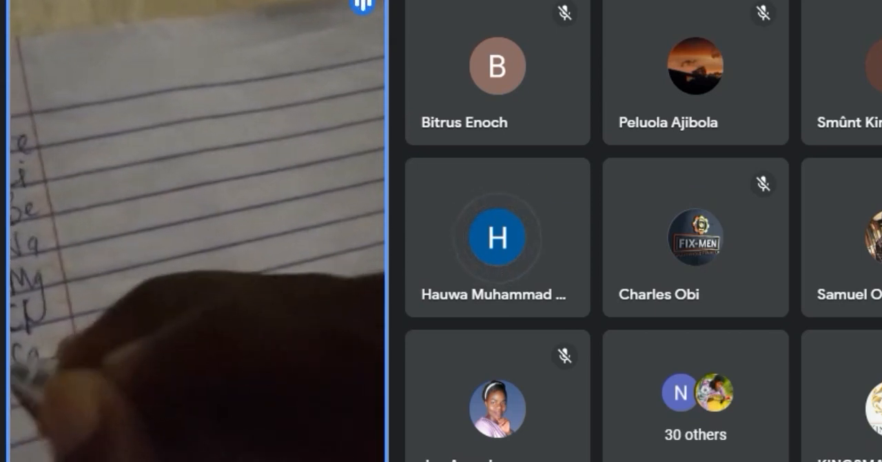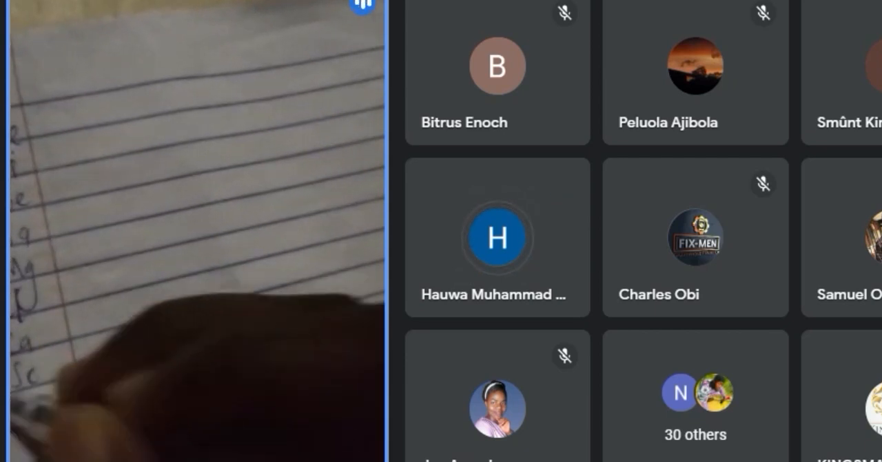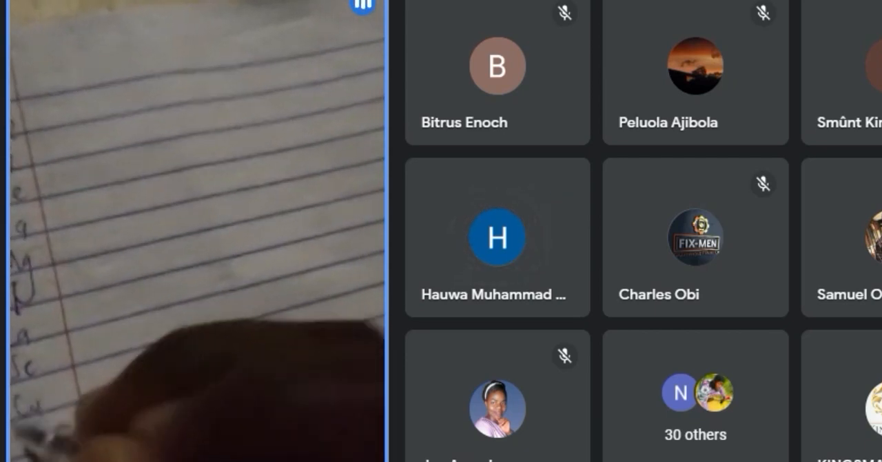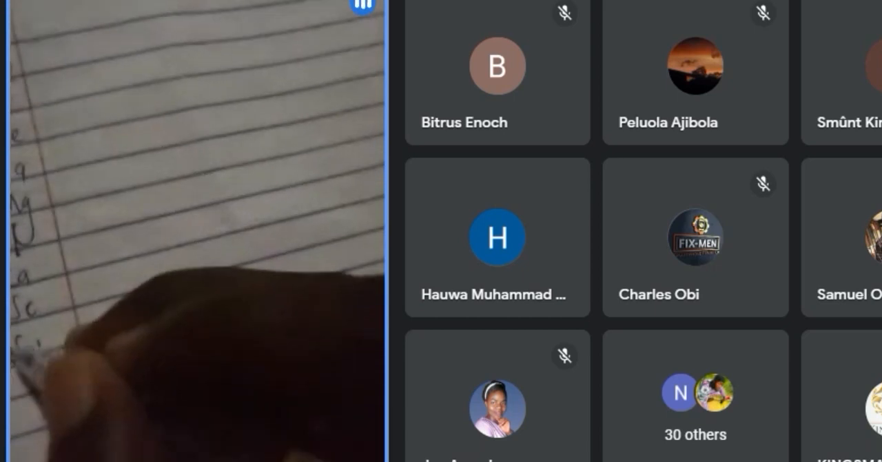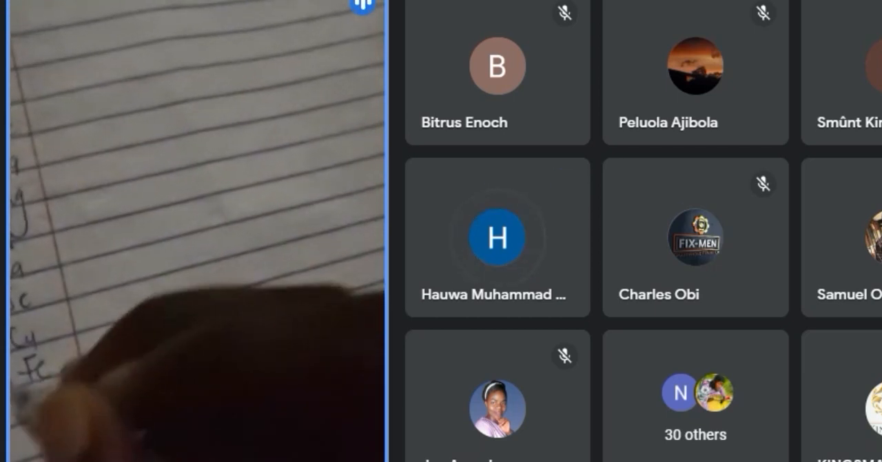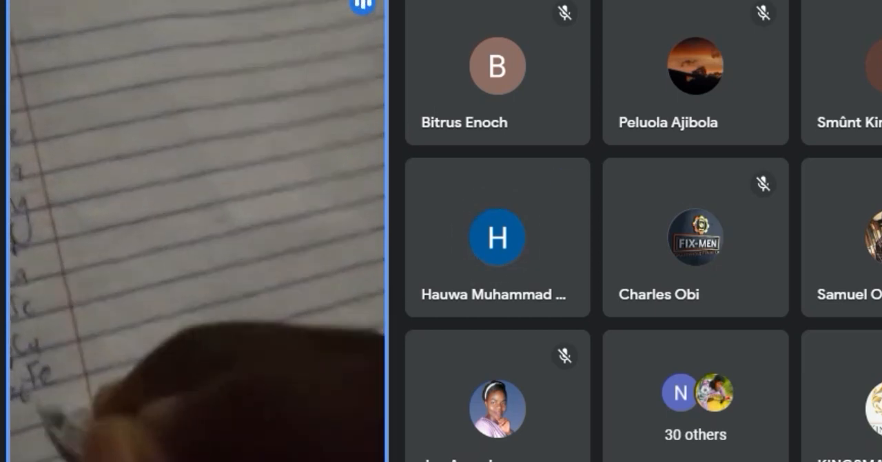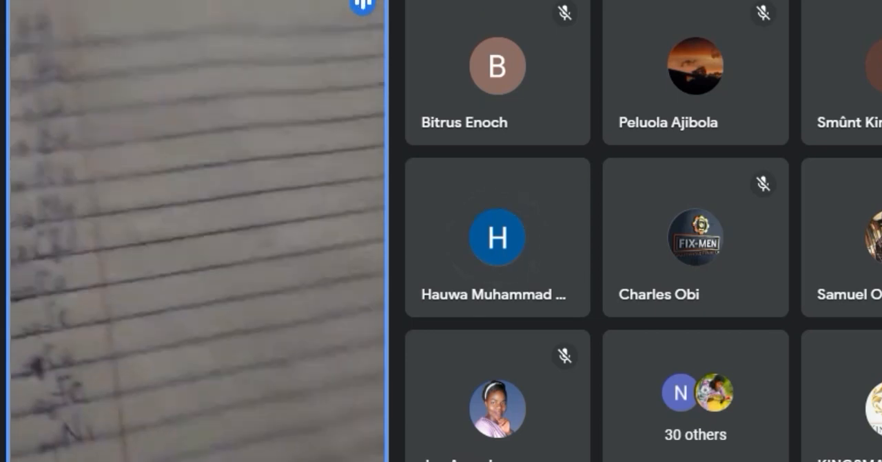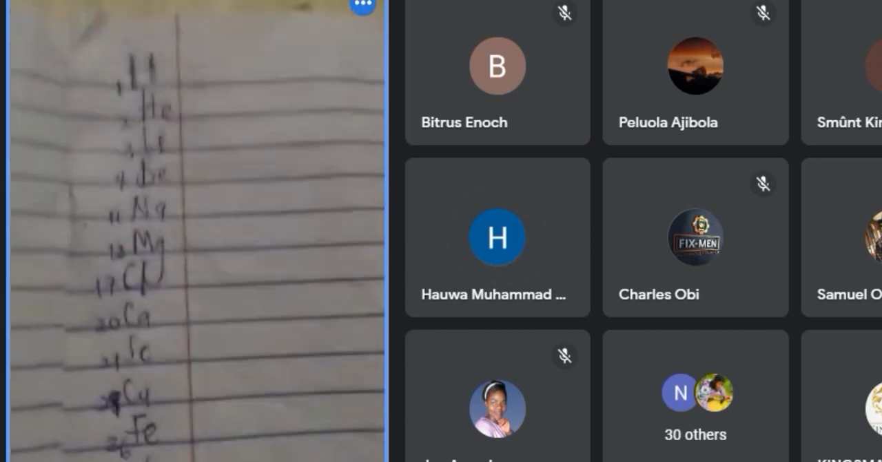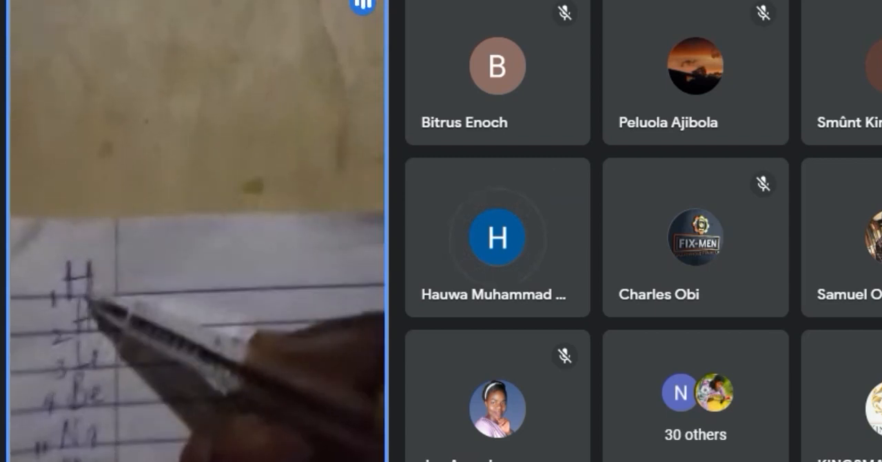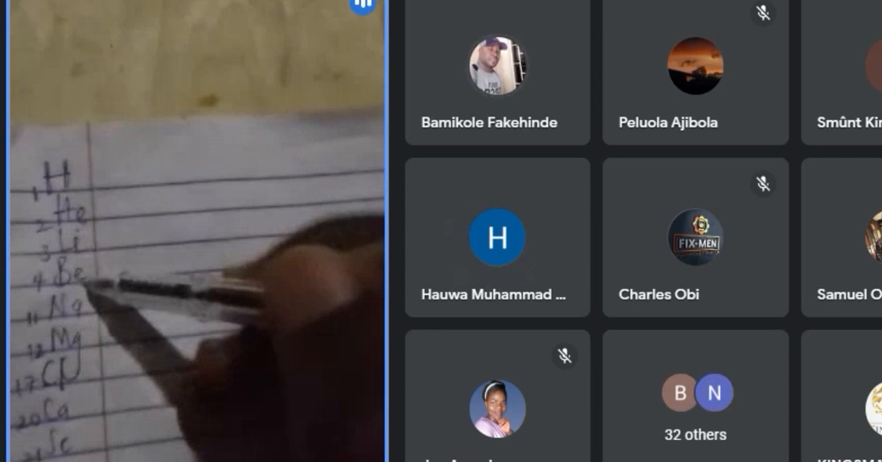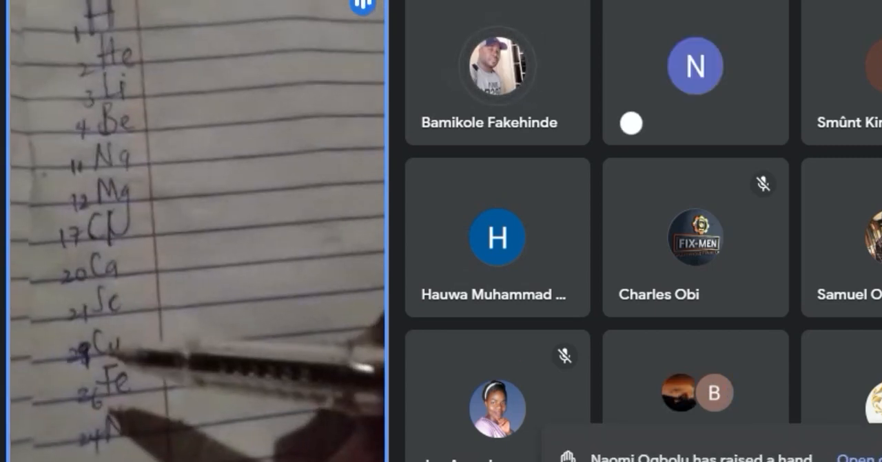So calcium with atomic number of 20, scandium with atomic number of 21, copper with atomic number of 29, iron with atomic number of 26. So nickel with atomic number of 24. These are what we will be filling today. We have alkali metals here. We have earth metals, the transition metals.